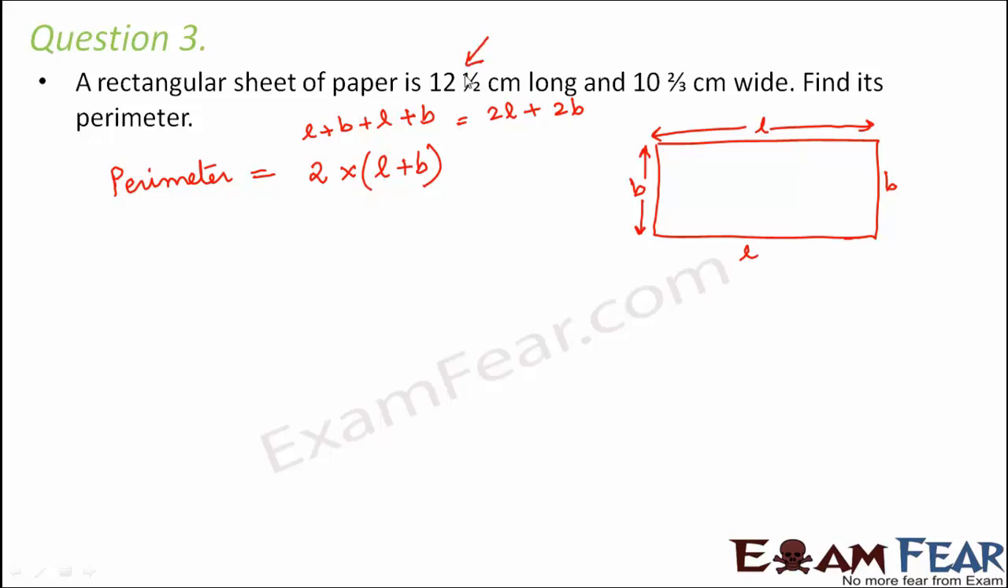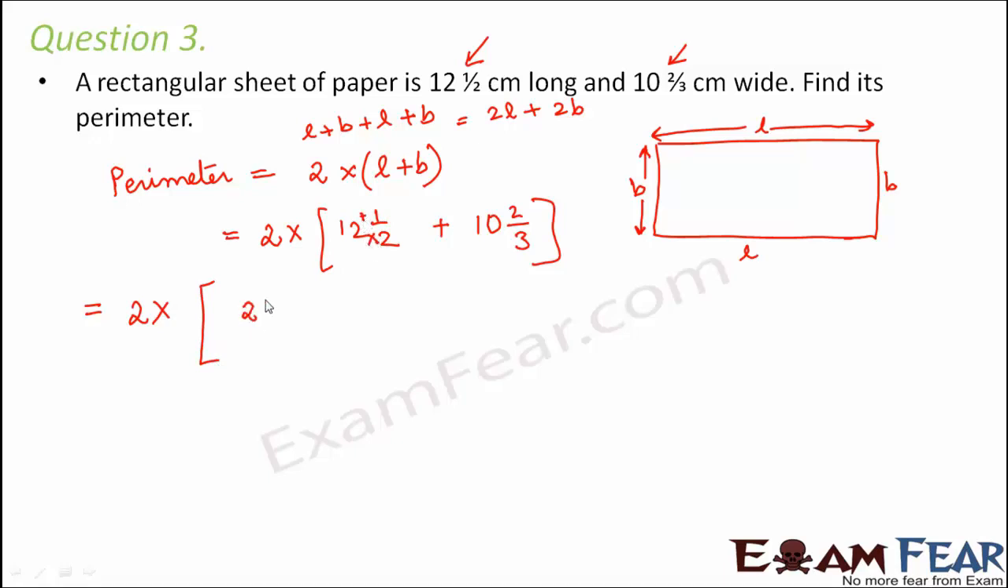Now in the question, the length is given as 12 1 by 2 and the breadth is given as 10 2 by 3. So that means we will have to find out 2 into 12 1 by 2 plus 10 2 by 3. So how can we add two mixed fractions? First of all, we need to convert them into improper fractions. How do we do that? 12 into 2 plus 1, that is 24 plus 1, which is 25 by 2, plus 10 into 3, 30 plus 2, that is 32. So 32 by 3.